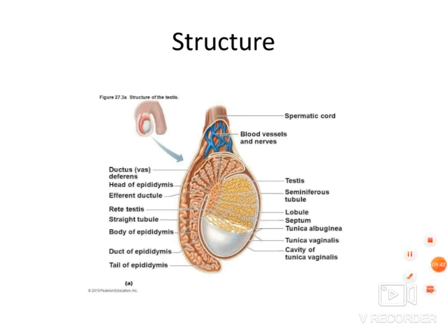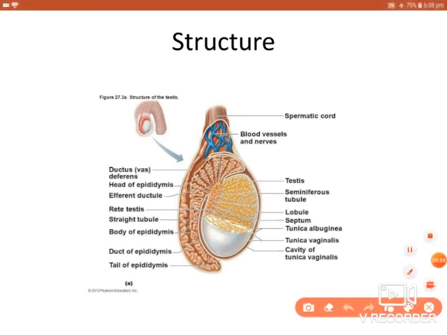Then coming to the structure of the testis. Here in this figure, this layer is the tunica albuginea. When we take a sagittal section, you can see numerous lobules. That means this tunica albuginea is sending septa into the substance of the testis and forming numerous lobules. See, one lobule, another lobule, so numerous lobules can be seen.